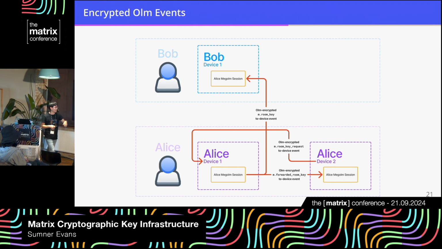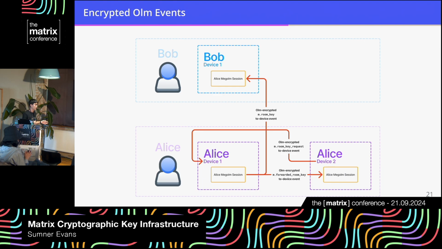So when we want to send the key to Bob, we use an m.room_key to-device event, and we encrypt it using Olm. We actually use m.room_key events to send to our own other devices as well. But for our own devices, we have a second mechanism, which is key requests. So Alice's device 2 can send an m.room_key_request over to device 1. And then if these devices are verified, Alice's device 1 can forward that room key back to device 2.